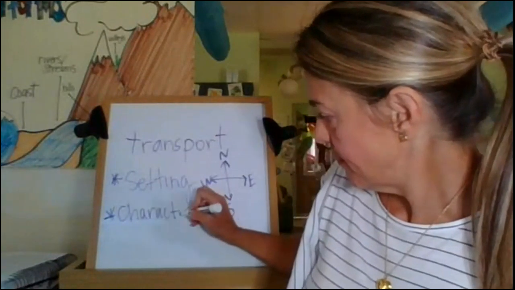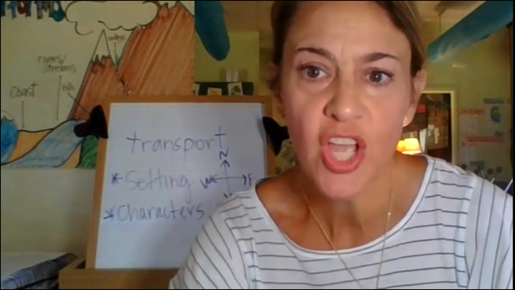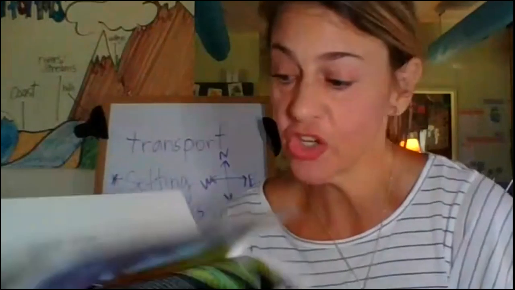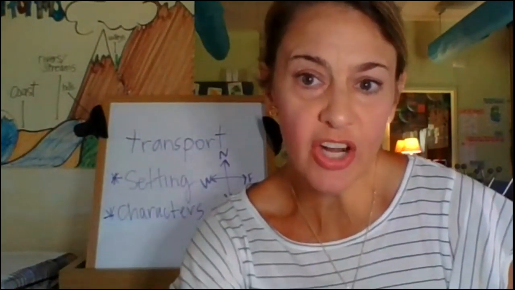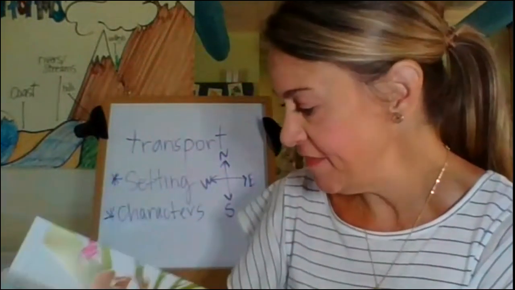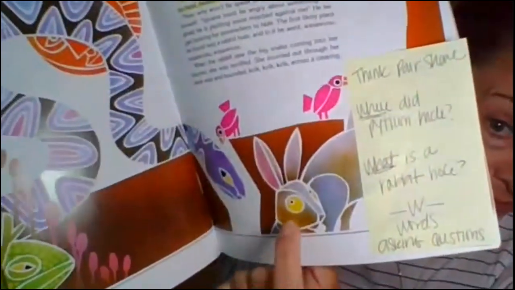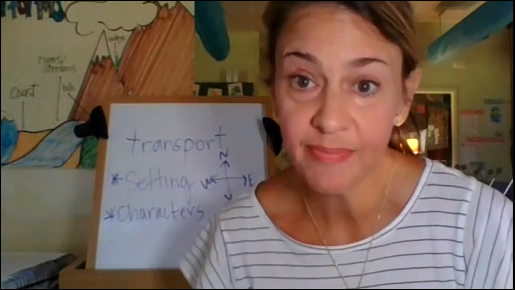About animals. I'm going to say characters. Yes, animals. Can you tell me an animal, a character that you saw in this story? Tell me an animal character. A rabbit. Definitely a rabbit. What else? What other animals? Isaiah, what else did you see?